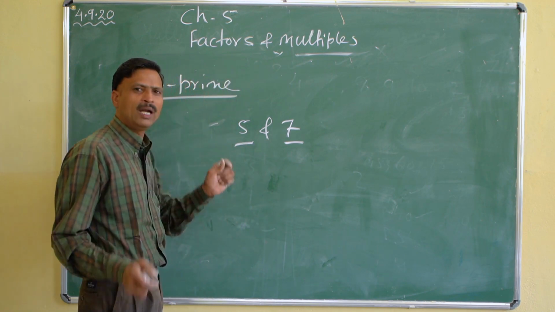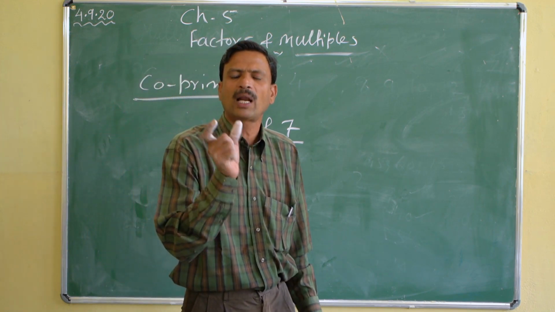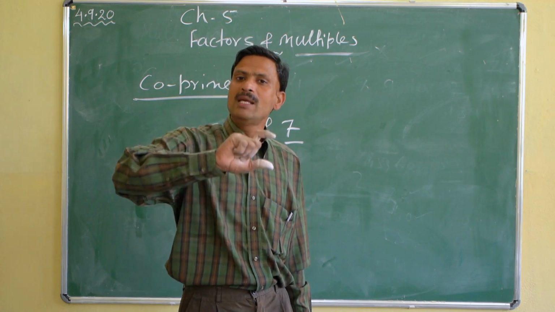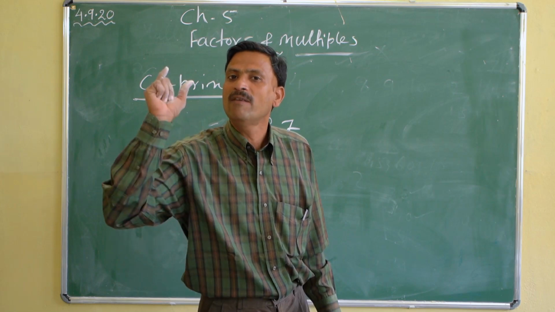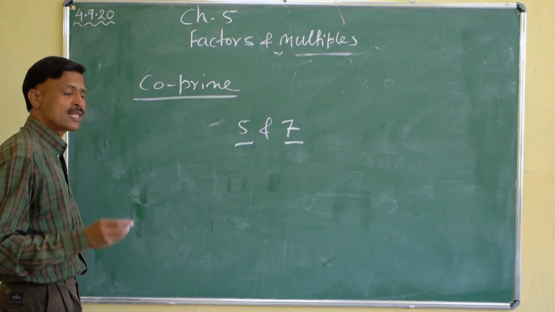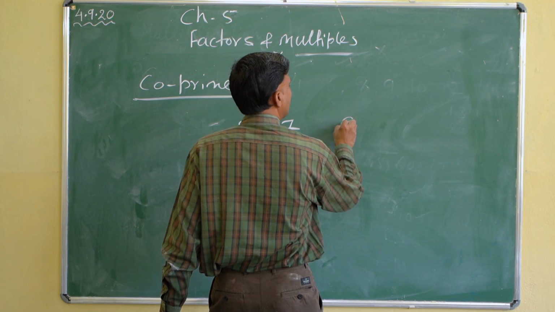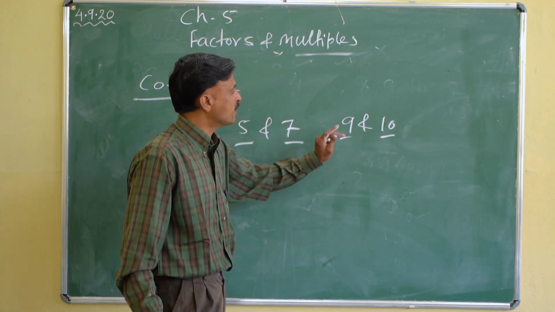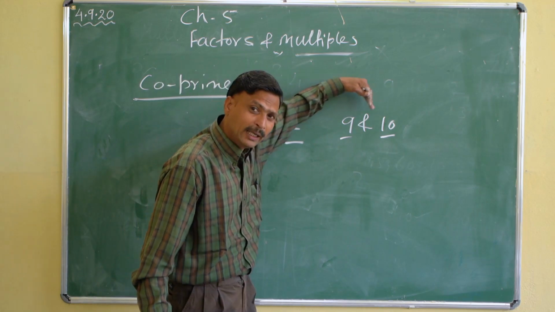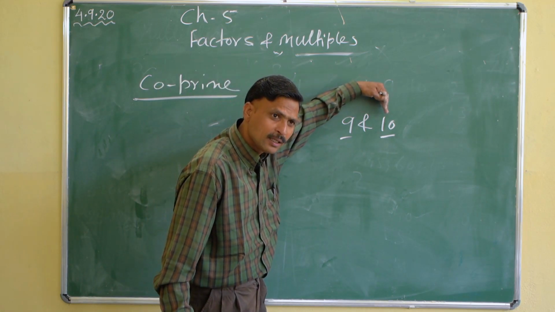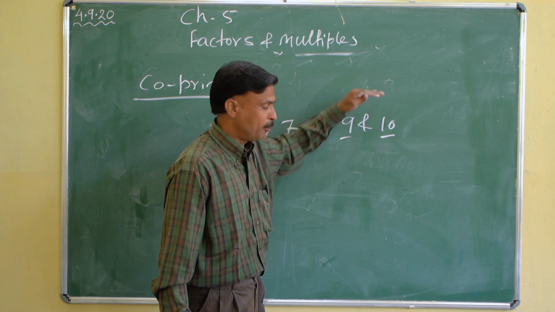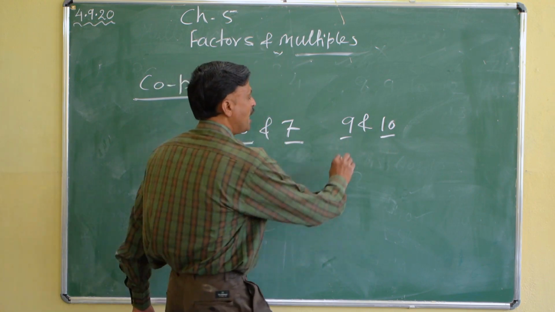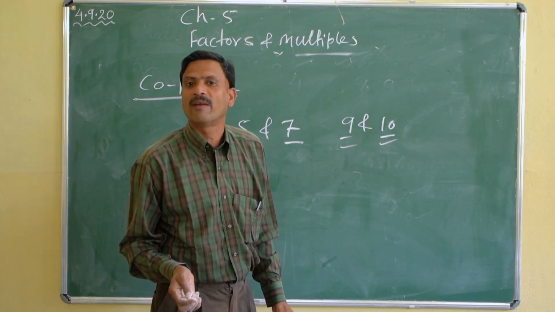So a co-prime number is a pair of numbers. Two numbers are called co-prime if they have no common factor. Got it? Similarly, you can take the numbers 9 and 10. 9 and 10 are also co-prime. How? Is there a number which will divide both 9 and 10? Definitely not. That's why 9 and 10 are also co-prime.